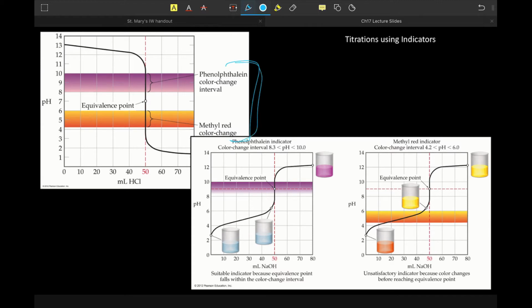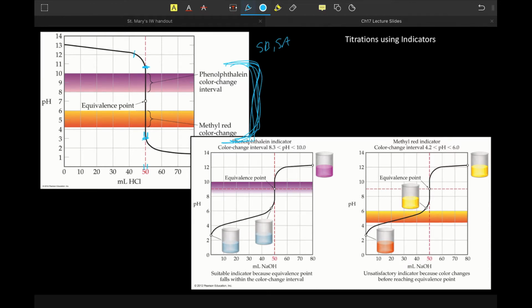As long as we choose an indicator that will change color along this steep rise. Again, that steep rise only accounts for far less than 1 milliliter, something on the order of a tenth, maybe 2/10 of a milliliter. But an indicator that changes color somewhere along that rise will work. And we see that for this strong base, strong acid titration, the rise is from about 11 to say 3. So anything that changes color in that window will be fine.